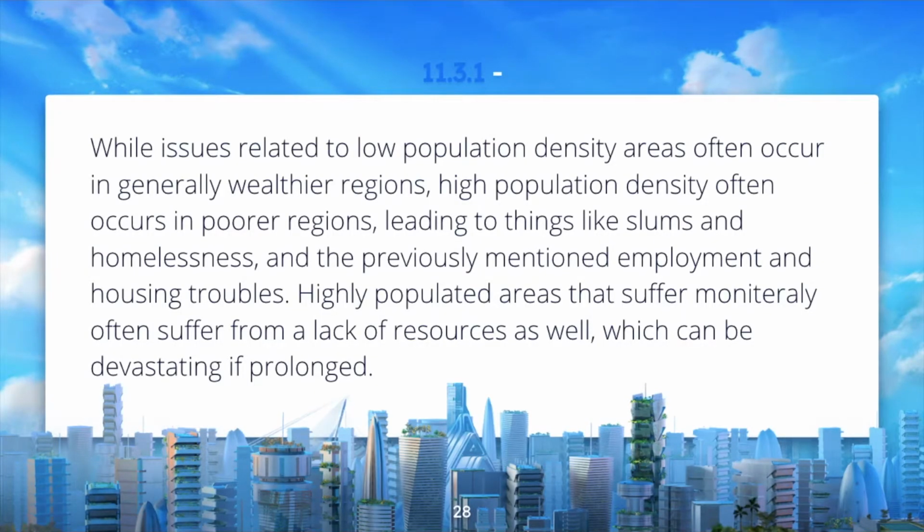So, while issues related to low population density areas often occur in generally wealthier regions because of the resources and money to spread out, high population density often occurs in poor areas, leading to things like slums and homelessness, which are actually addressed by other SDGs. So this can include after effects like employment issues and housing troubles.